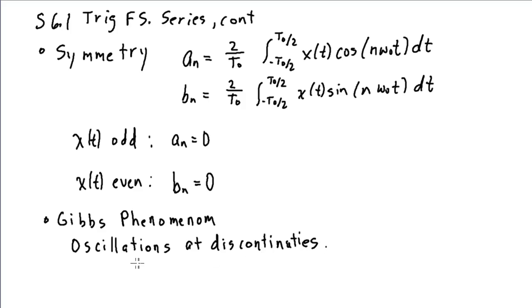This is true even for very large n. The error between our truncated approximation and the original function goes to 0, but these oscillations result in overshoot at the discontinuities. That's all I'll say about that. There's a little more discussion of it in the textbook and further discussion in a subsequent chapter.